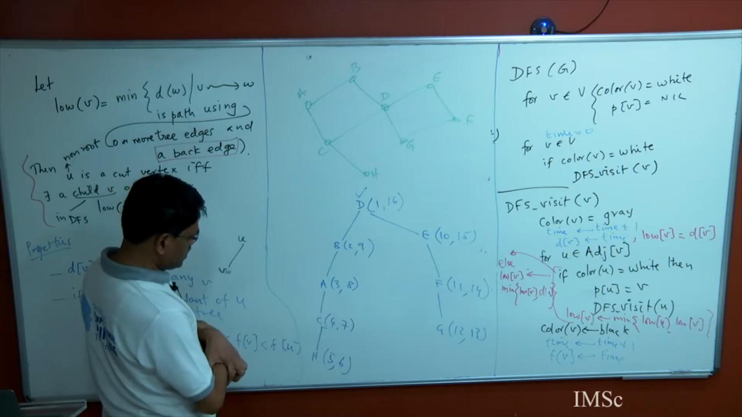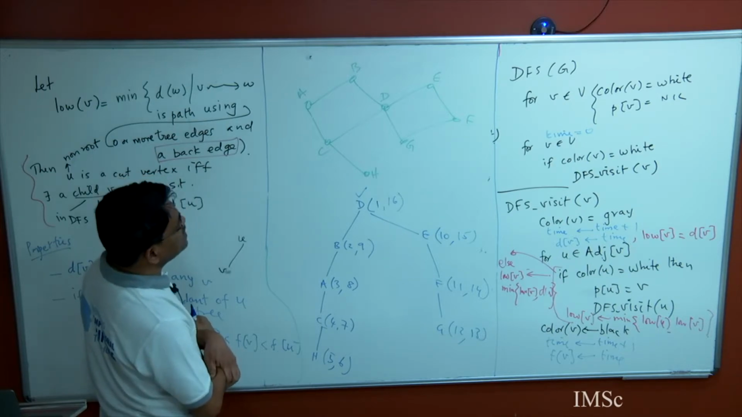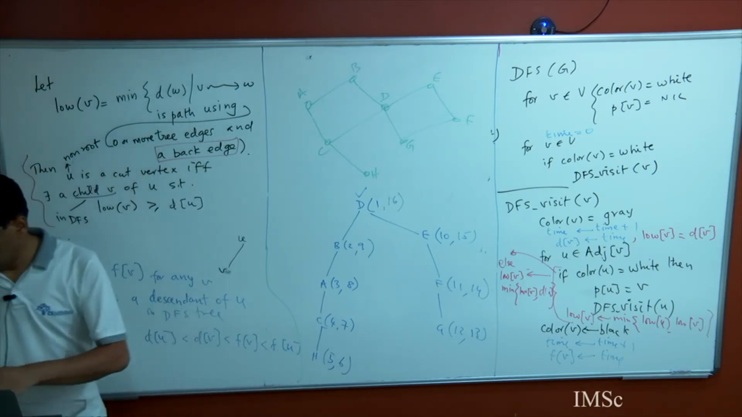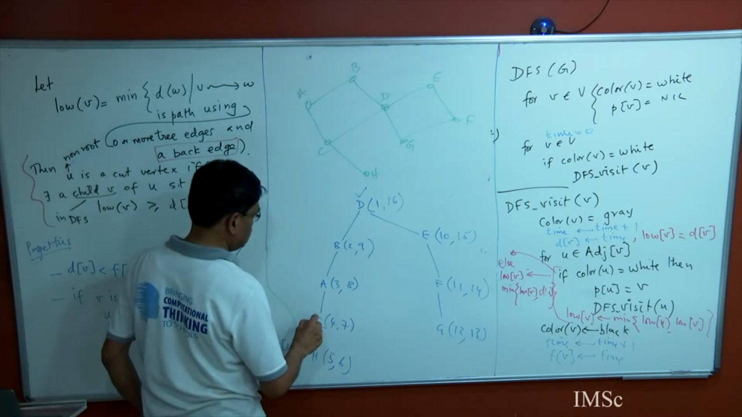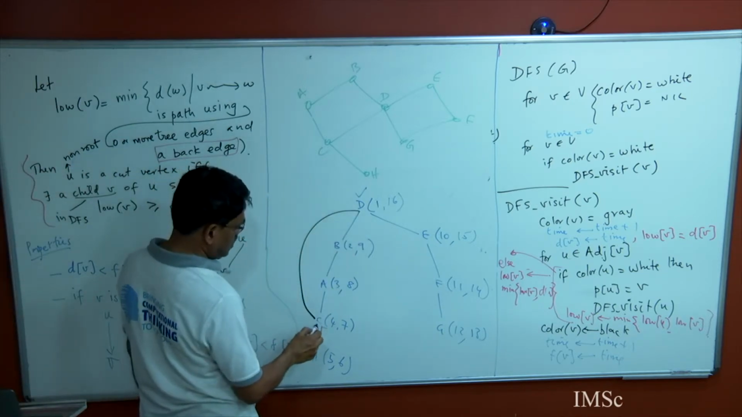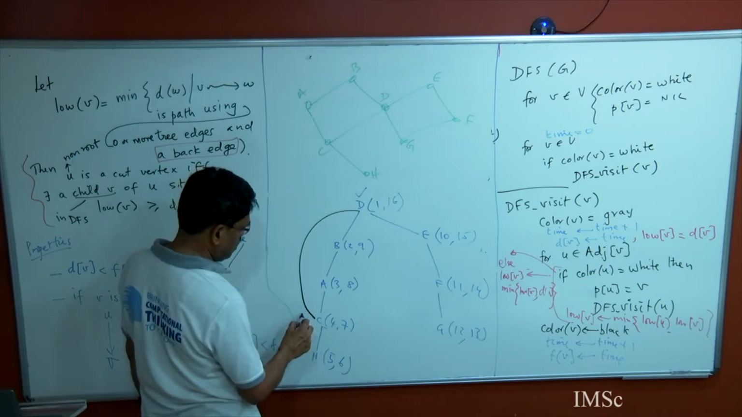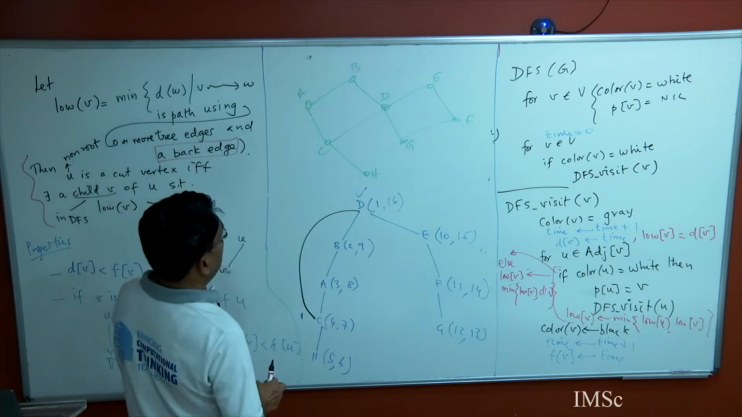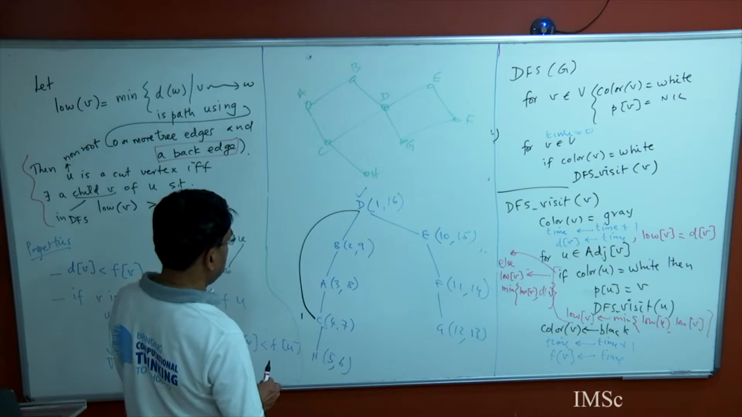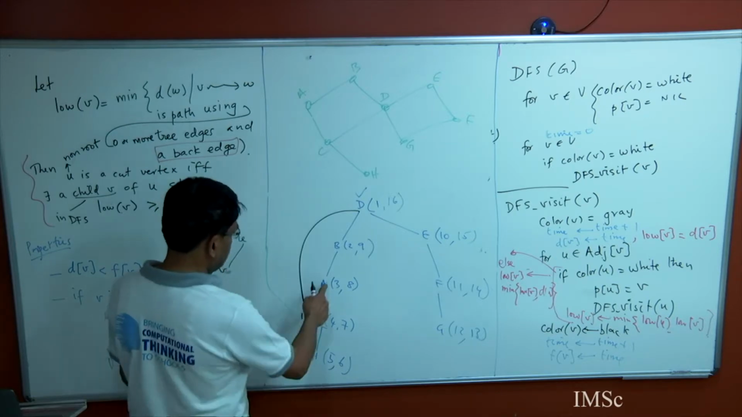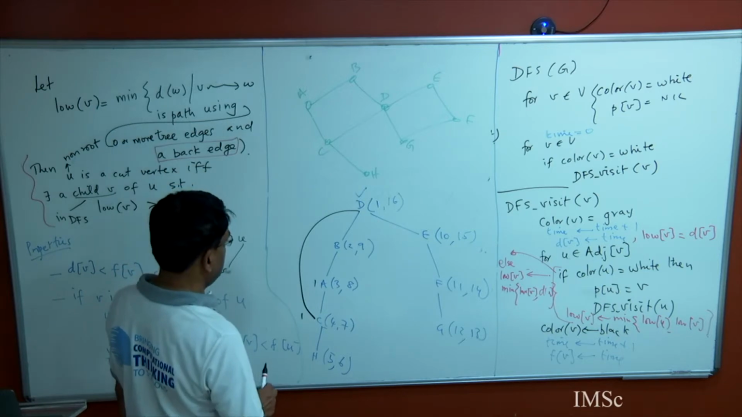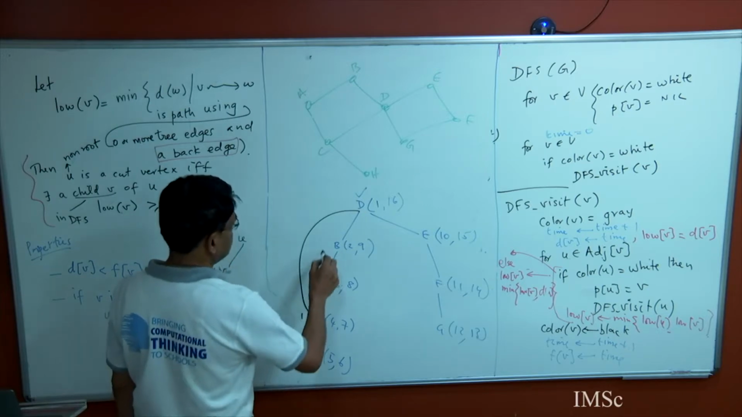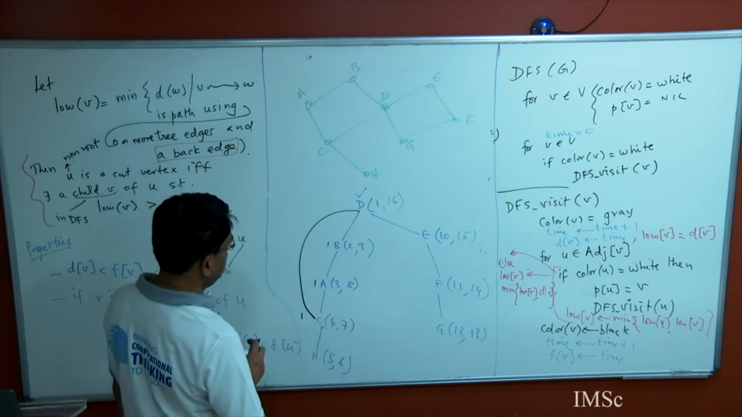So what are the non-tree edges? Let's write. C to D is a non-tree edge. So C's low value is 1 because C can go as far as this. And A has no back edge, but through C it can go, so it has a low value of 1. B has again A and D, so through A it can go to low value of 1.